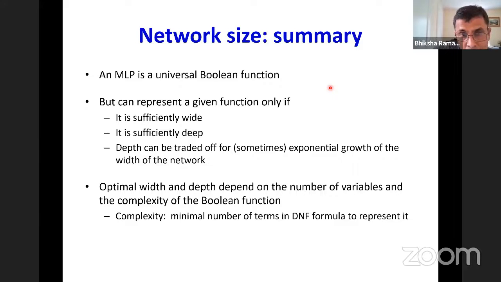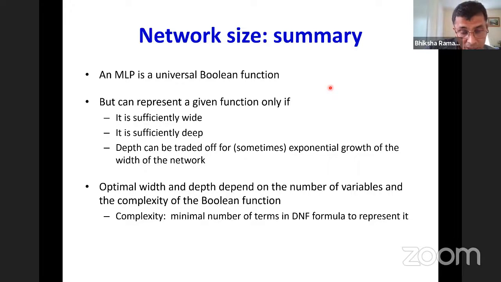An MLP is a universal Boolean function. We've been speaking of Boolean inputs. It can represent a given function only if it is sufficiently wide, if it's sufficiently deep. Depth can be traded off for exponential growth of the width of the network. Optimal width and depth depend on the number of variables and the complexity of the Boolean function. Not every Boolean function is going to grow exponentially in size. We specifically looked at the parity function because that was some kind of a worst case.